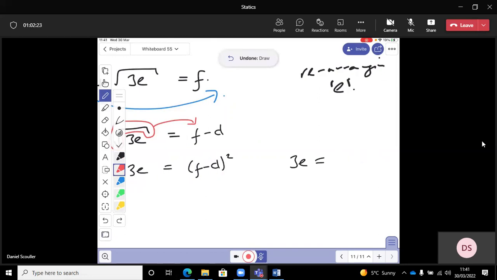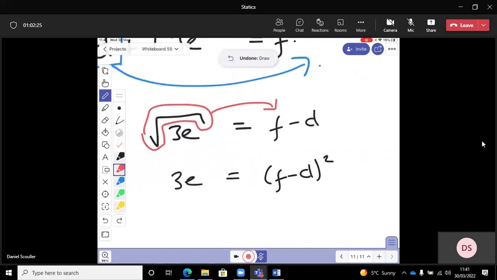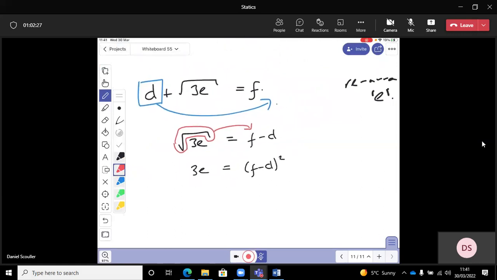Okay. So when you're moving that root across, you need to make sure you put a bracket around everything on that right hand side and square the whole thing. Okay. Then the final step is bringing the 3 across, like so, and that's it. 3 marks. That's section 16.3.